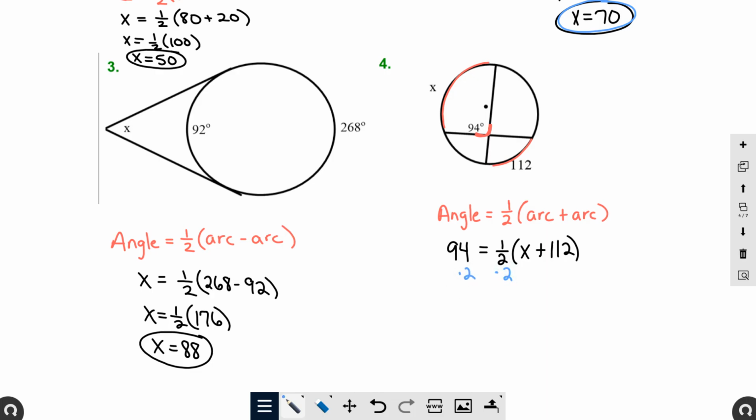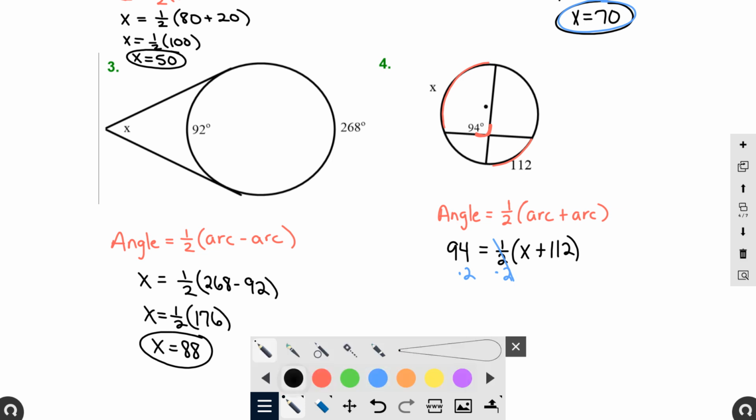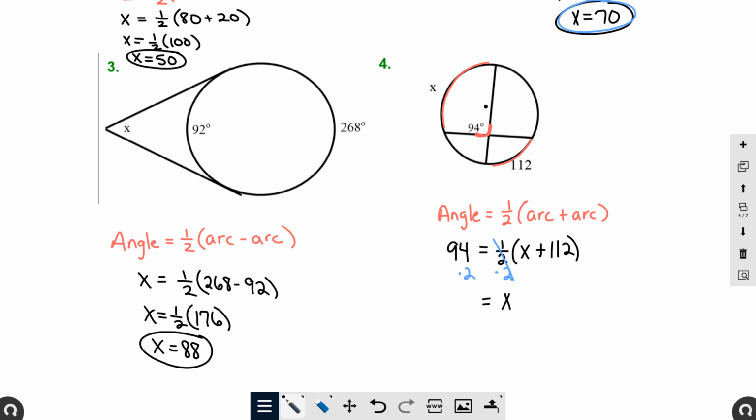If you multiply both sides by 2, it's going to cancel out that 1/2. And so on the right side, we're just left with X plus 112. And that might make your math a little bit easier. So let's double 94 and we get, good. And then subtract 112, we get 76. So a little simpler thing, if you're trying to find the arcs, multiply that angle by 2, and then just add or subtract the arcs that you have.